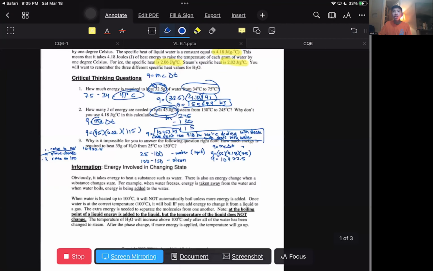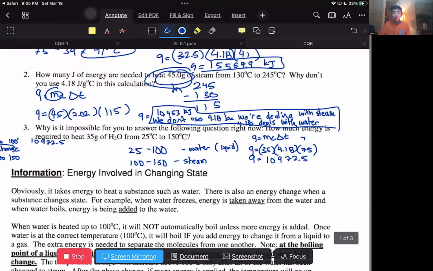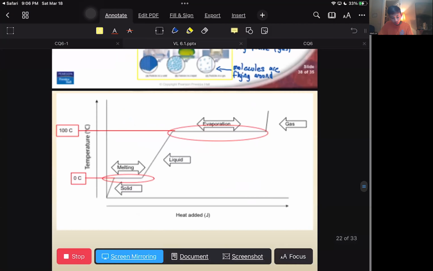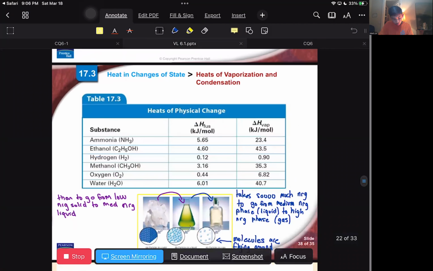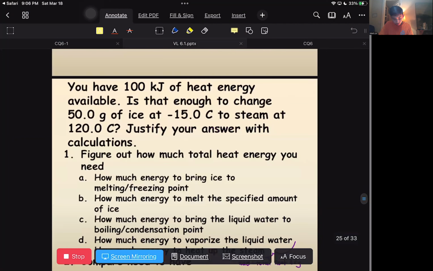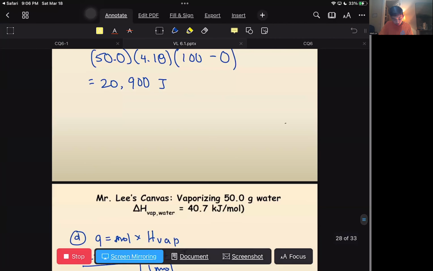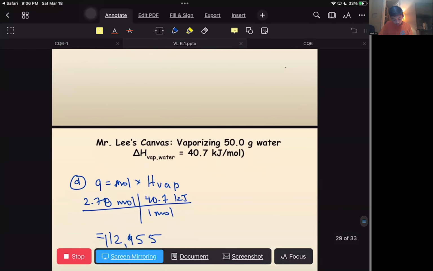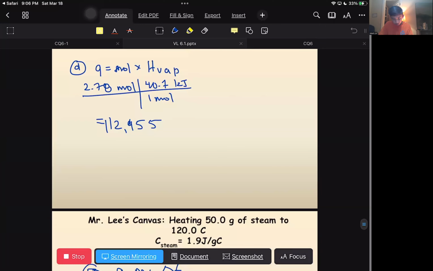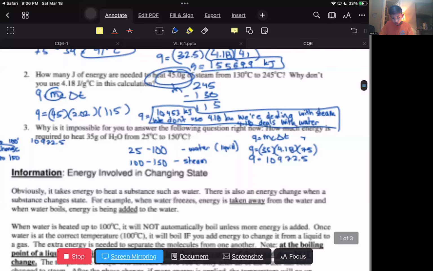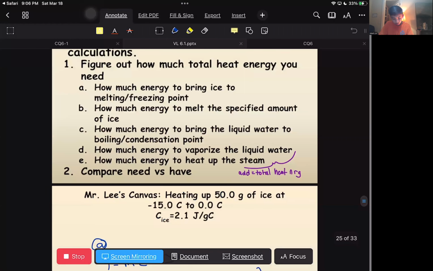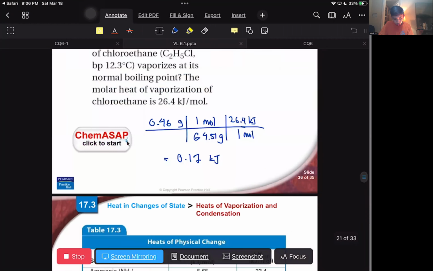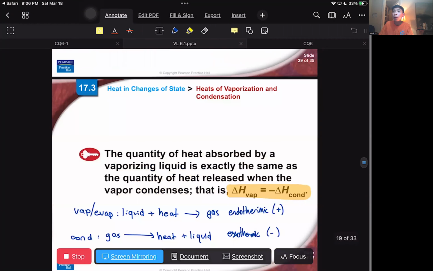For the phase change of water, it's a different story. We have to go from, let me see. Where's the formula here? Hold on, I'll be right back.